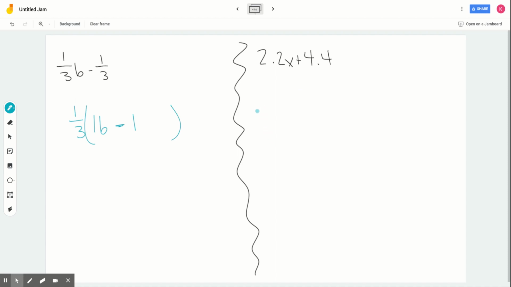On the next one, that 2.2 goes on the outside. So 2.2 times what makes 2.2x? That'd be 1x or x. 2.2 times what makes 4.4? Now you may be able to do this mentally in your head, and if not, you can take the number and divide it by the number on the outside of the parenthesis. So when we do this, we can move our decimals to the end. 22 goes into 44 2 times. So 2.2 times 2 makes 4.4.